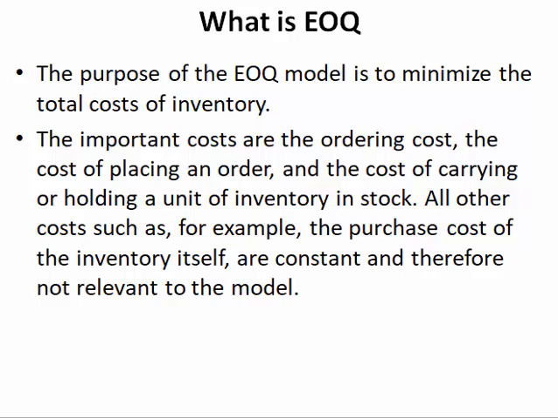The main purpose of the EOQ model is to minimize the total cost of inventory. That is, you have to order that quantity at which the ordering cost and inventory carrying cost are minimized. The important costs are the ordering cost, that is the cost of placing an order, and the cost of carrying or holding a unit of inventory in stock. All other costs, for example the purchase cost of the inventory itself, are constant. So therefore these costs are not relevant to the model.